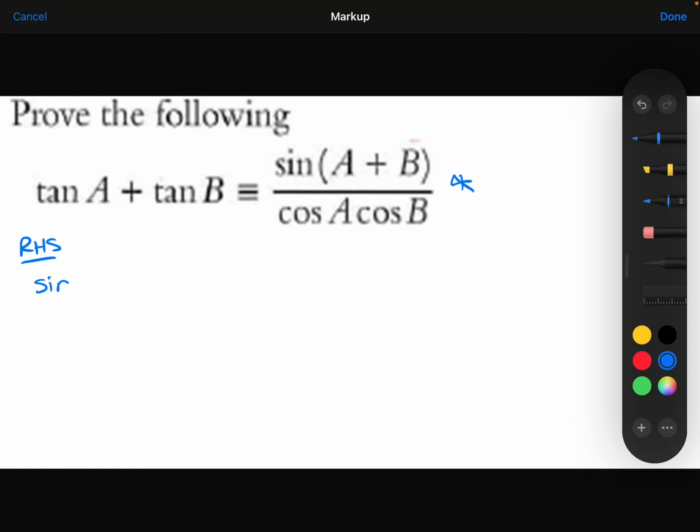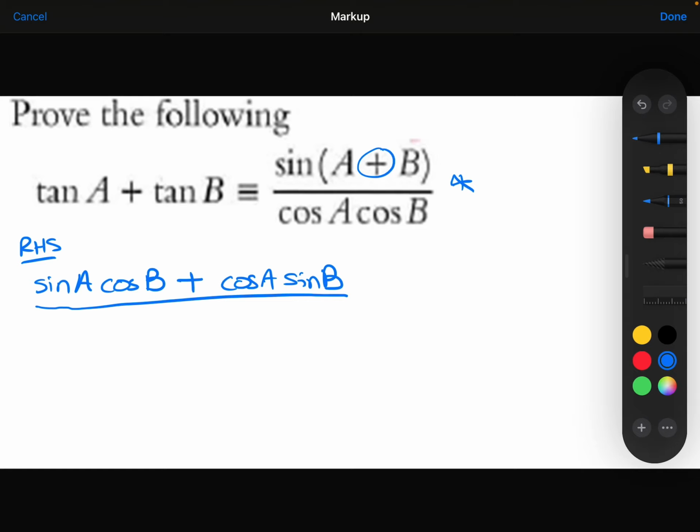I know that sine of A plus B is equal to sine A cos B plus, because there's a plus in the middle, cos A sine B. So that's the numerator. I'm now going to divide all of that by the cos A cos B.